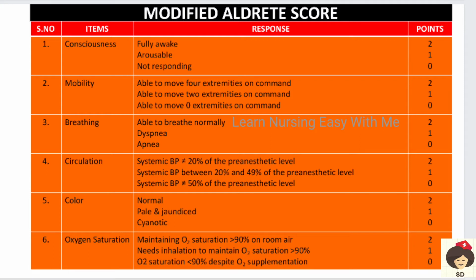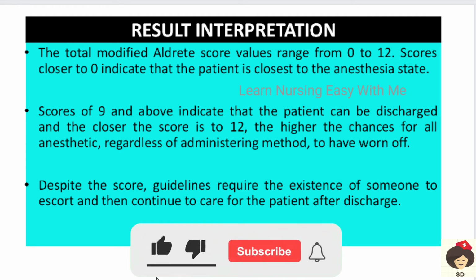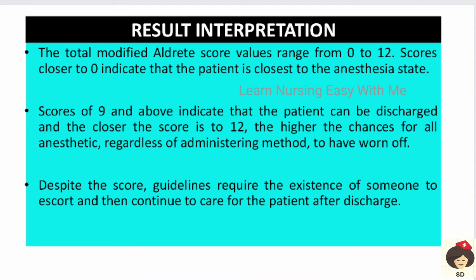And oxygen saturation, if the person is able to maintain more than 90% saturation in room air, it is 2. If the patient needs oxygen supplementation, and when oxygen is given he maintains more than 90% saturation, it is 1. Even with oxygen, if the saturation is less than 90%, then we give 0. So the interpretation of this score is, if the person scores 9 to 12, then we can discharge the person, but if the person scores less than 9, then the patient cannot be discharged. So this guideline has to be followed while transferring the patient from PICU.